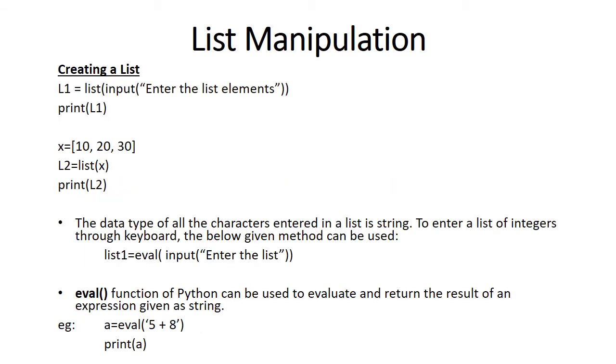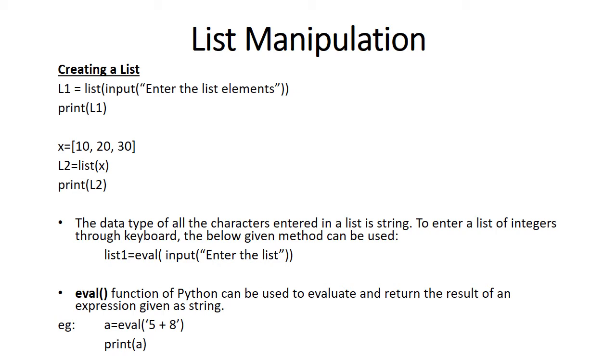Creating a list. How to create a list? L1 is equal to list of input of enter the list elements. Earlier we used to enter just input of enter the list elements, or integer of input of enter the list element. Now list of input of enter the list elements. That means all those members which are going to be assigned to L1 will be a list. That means L1 is a list.